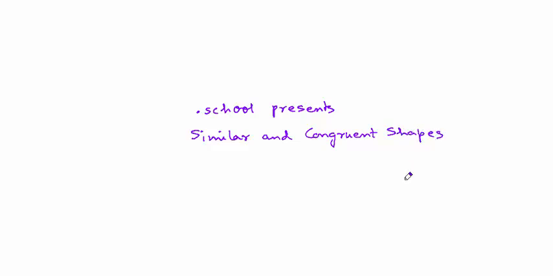Dart skill presents similar and congruent shapes. Similar shapes have equal angles on them, but may or may not have the same size. Consider a scalene triangle.